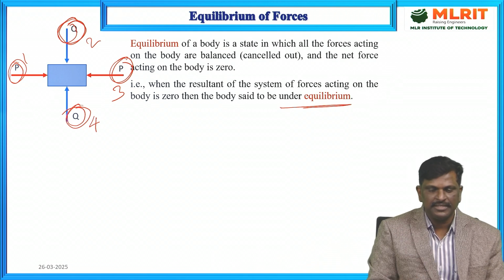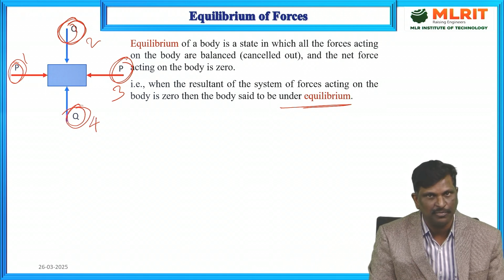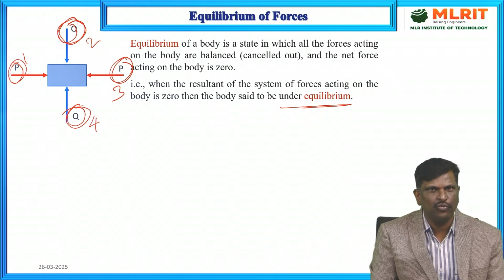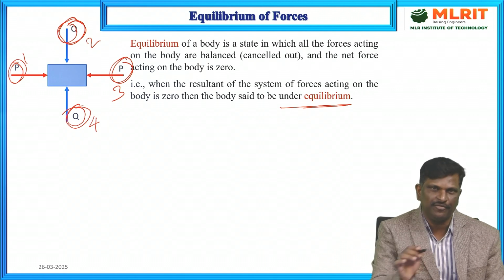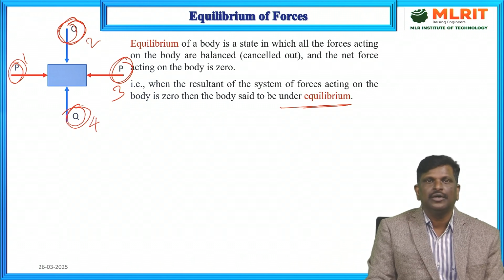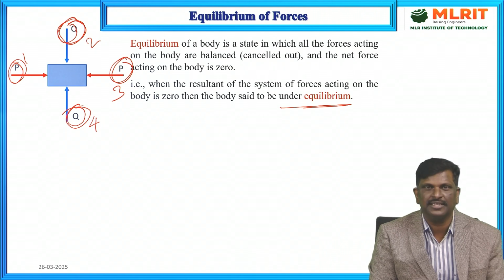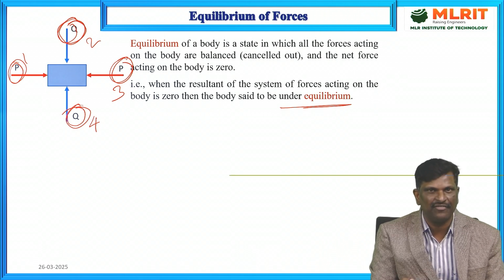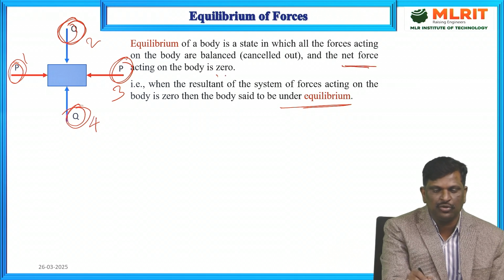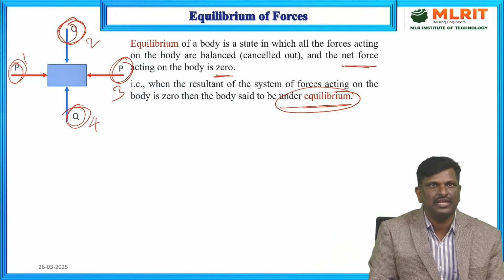If the resultant is zero, that means the net effect of the number of forces acting on the body is zero. Resultant is nothing but a single force which is replacing the number of forces acting on the body without changing the effect. So, a resultant is representing the number of forces acting on the body. It is nothing but the final net effect of the system of forces. If that final net force is zero, that means the resultant is zero, the body is said to be under equilibrium, right?